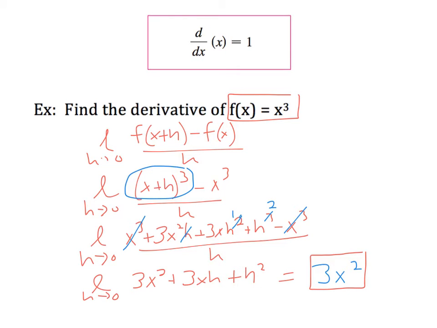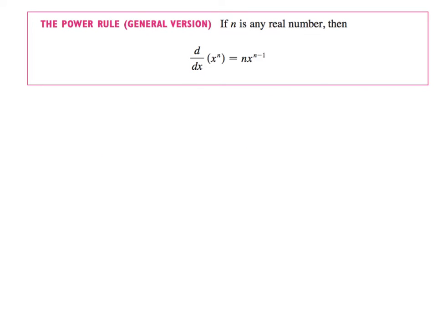Some of you might recognize that here our power is 3. And notice how the coefficient in our answer is 3, but it's to the 1 less power, so it would be 3x squared instead of x cubed. Well, this is known as the power rule. So in general, if n is any real number, we can express the power rule as nx to the n minus 1.